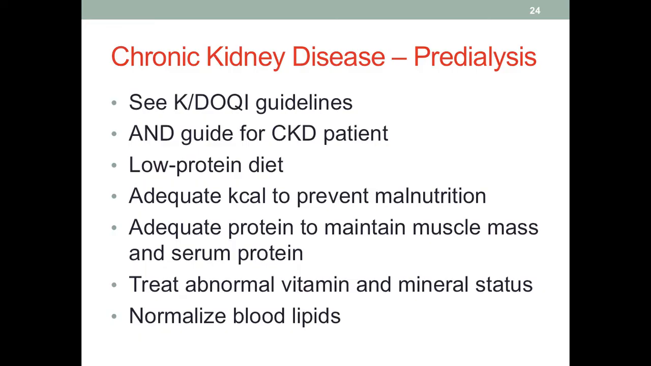Overall, once they reach stage 3 and stage 4, protein restriction is indicated. So with this principle, we want to provide adequate energy to prevent malnutrition and also provide adequate protein to maintain muscle mass and serum protein level. Because, for example, if we can maintain serum protein levels, that could help us reduce edema, right? So reduce fluid retention, pull more fluid back in. But of course, we don't want to overwhelm the kidneys and provide too much protein either.